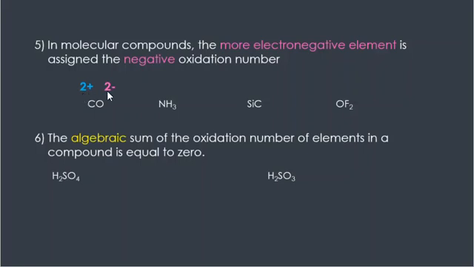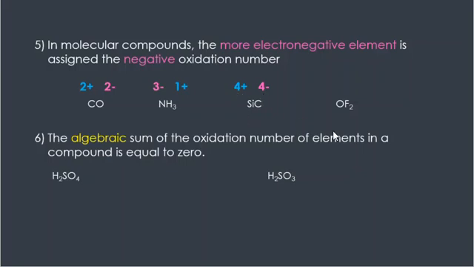So the algebraic sum, or the sum of the oxidation numbers of these ions, is equal to 0. This is the case with all compounds. All neutral compounds will have the sum of their oxidation numbers equaling 0. Let's look at ammonia next. Nitrogen here is the more electronegative substance, so it's assigned the negative oxidation value, and it is the -3 ion. Hydrogen here is +1. Silicon carbide, carbon is the more electronegative substance, so it has a charge of -4.